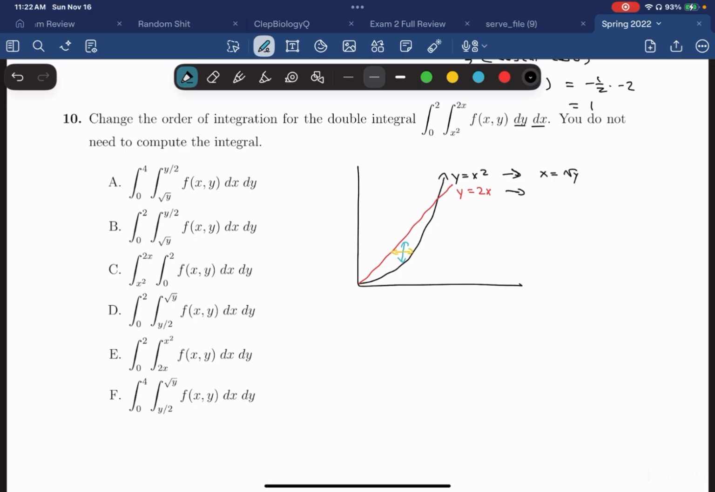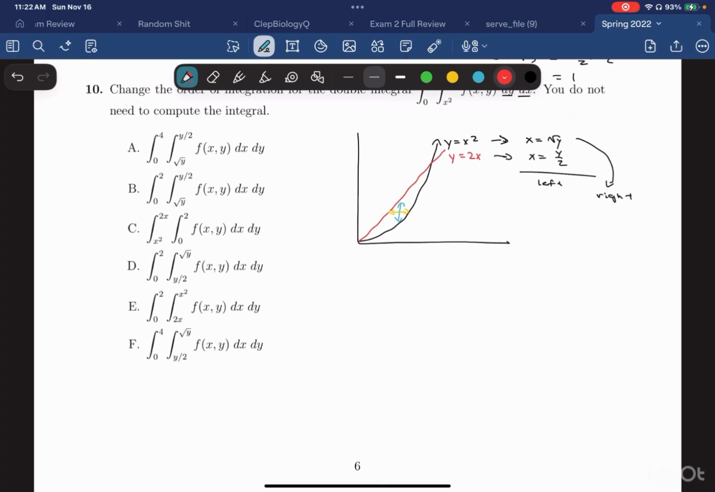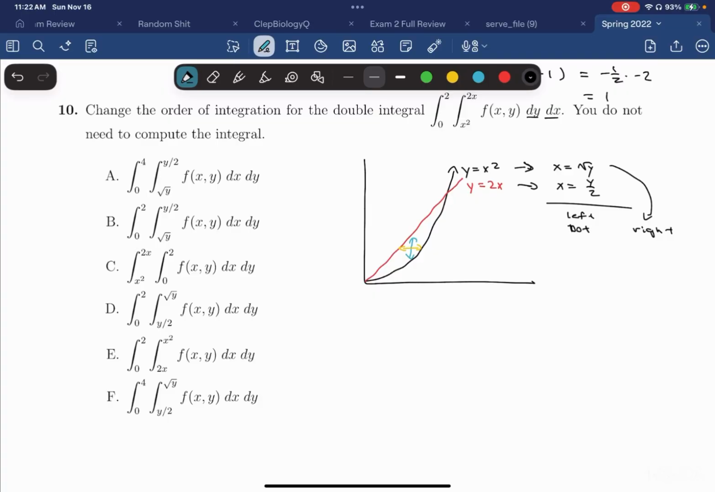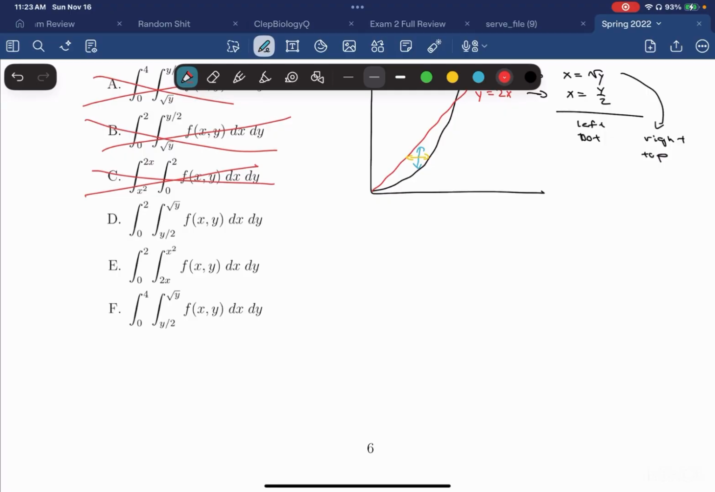And if y equals 2x, you can just say that x is equal to y over 2. And we know that y over 2 is going to be our left bound, while square root of y will be our right bound. So we have to look for answers that have that. Well, I guess in this case you can say left is bottom and right is top. So, nope, can't be A, can't be B either, can't be C. I don't even know what's going on with C. It can be D, and it can't be E.